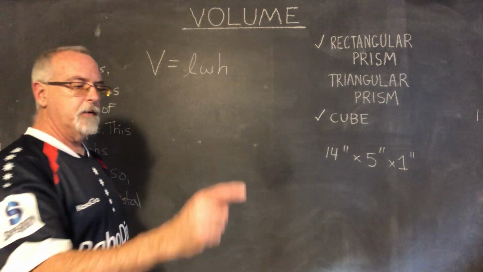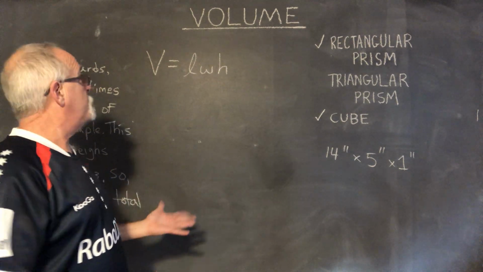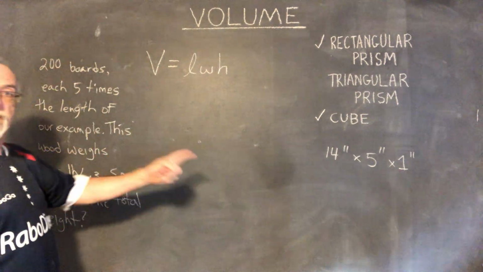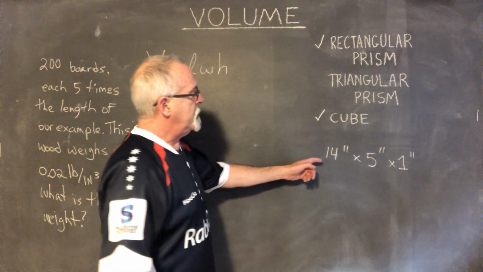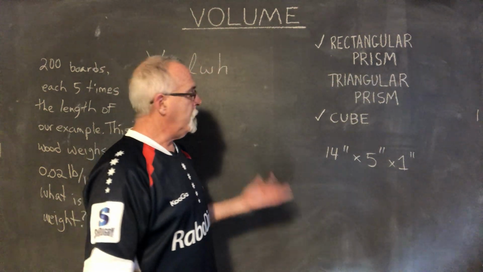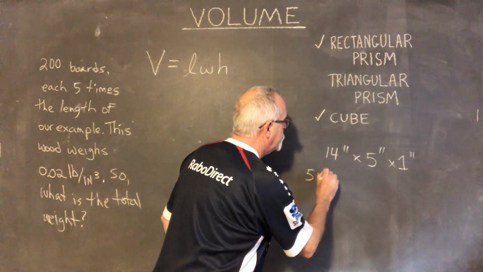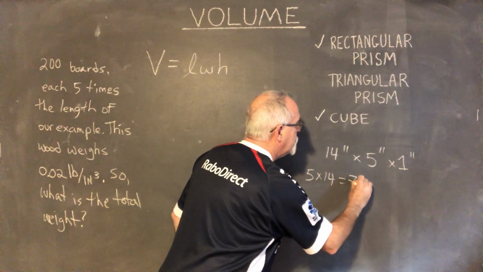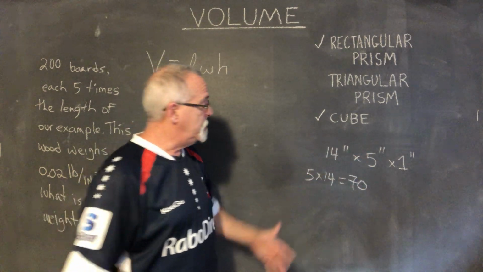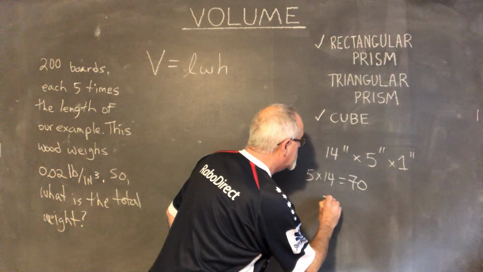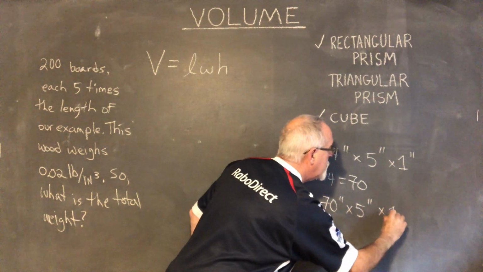Okay, so that is the dimensions of this piece of wood, but I have to multiply the length by 5 because each board is 5 times the length of this little example. So I may as well get busy with that. I could find the volume and then multiply the volume by 5, or I can just say 5 times 14 equals 70. So the dimensions of the actual boards that are going to be used as floorboards are going to be 70 inches by 5 inches by 1 inch.